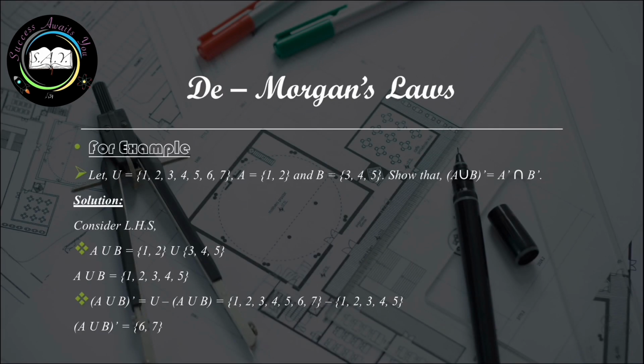Let's take a question here. The universal set consists of elements 1 to 7. Set A has elements 1 and 2, and set B has elements 3, 4, and 5. Prove De Morgan's first law.